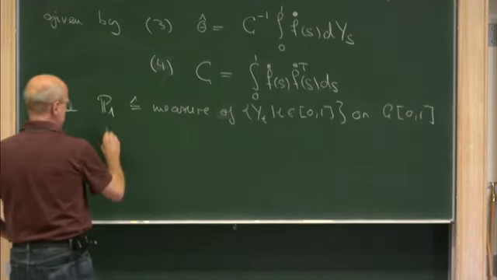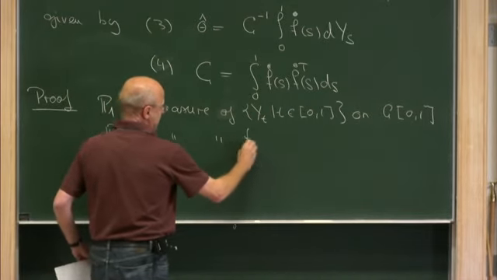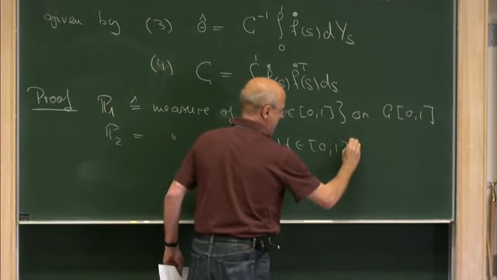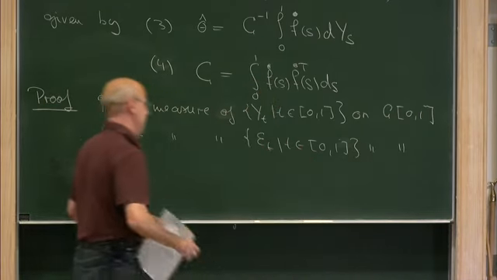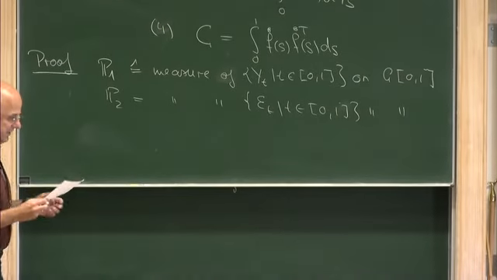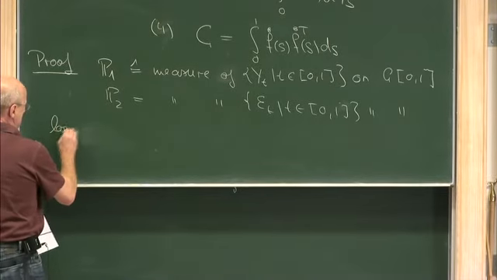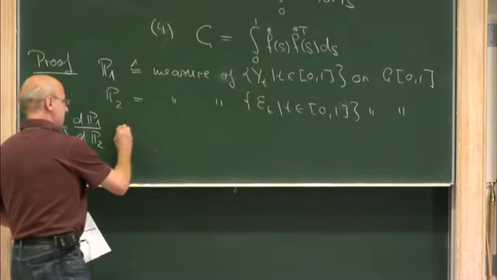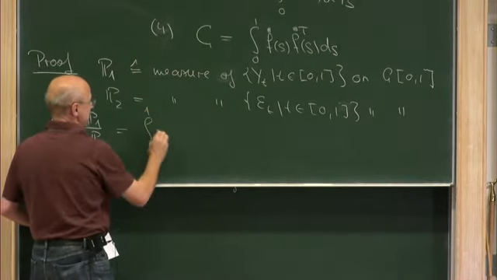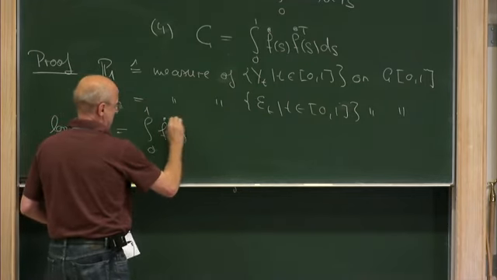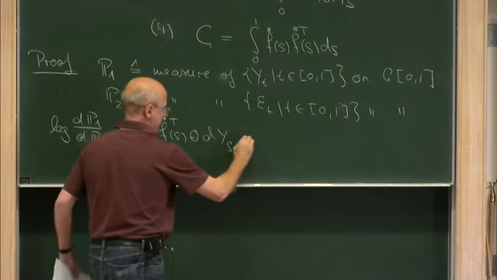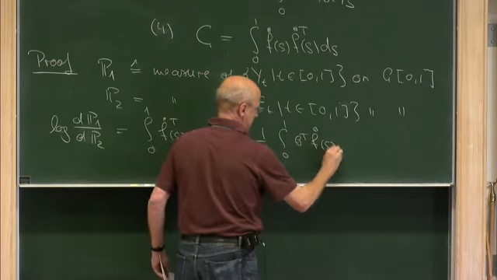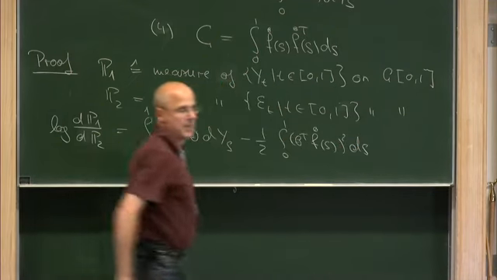And P2 is the measure of the error process on the same space. Then you can write down the likelihood ratio of this thing. So you can write down what the logarithm of dP1 divided by dP2 is. This is just the stochastic integral which I've mentioned there, and then you get some square. Okay, so you write that down.